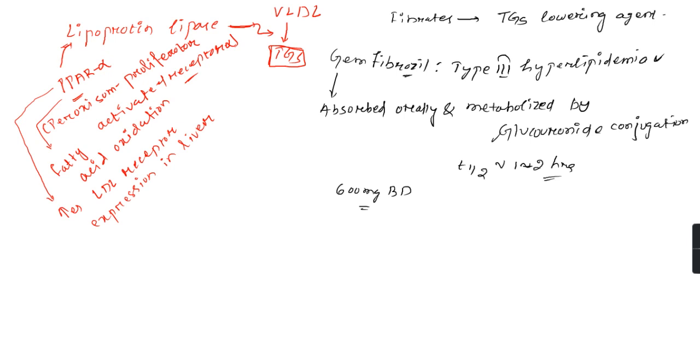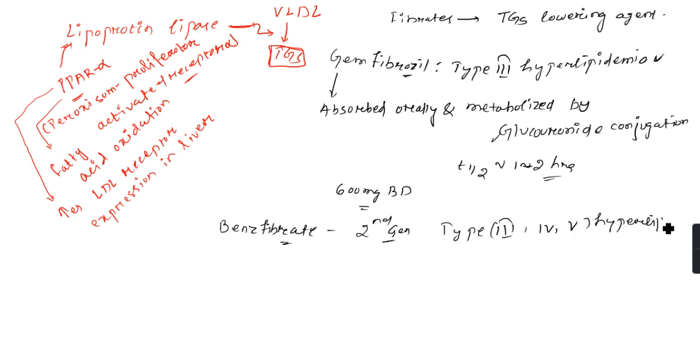Okay. So bezafibrate is a second generation PPAR alpha activator. Okay, that can be given in type 3, 4, 5 hyperlipidemia.